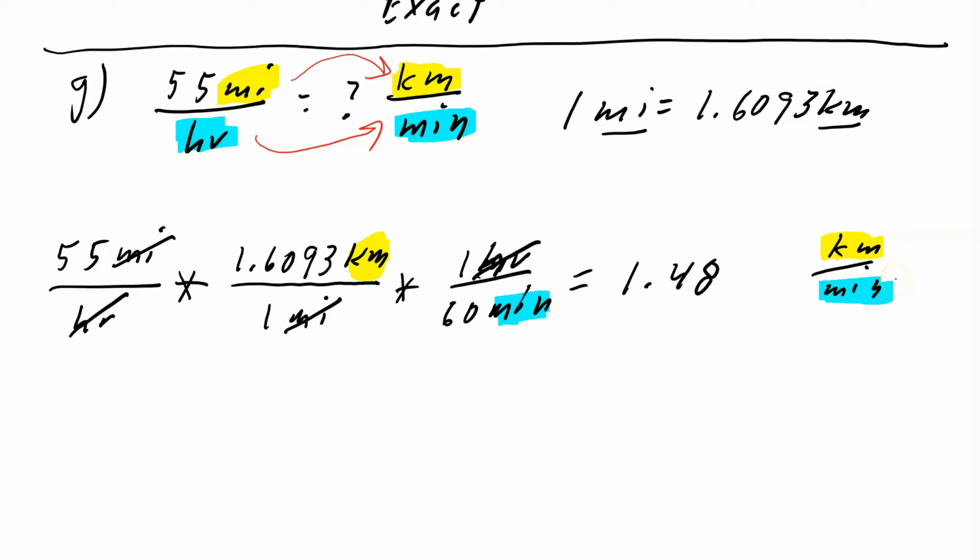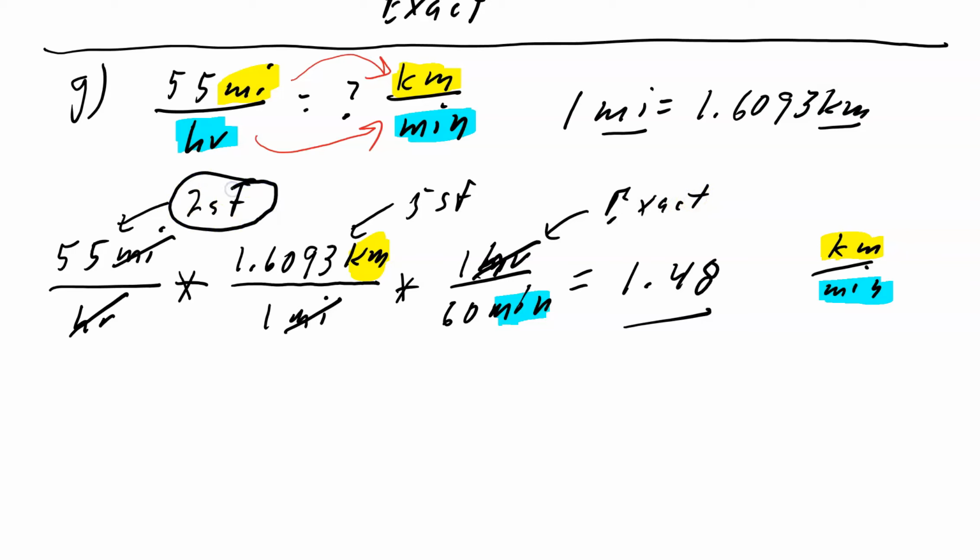Let's check for significant figures. Is this correct for significant figures? No. Our measurement has 2 significant figures. Our conversion factor here has 5 significant figures. This, of course, is an exact number. The point here, of course, is that we've got 2 significant figures, smallest number in our measurement given. So our correct answer here needs to be rounded to 1.5 kilometers per minute. So there we have that one done.